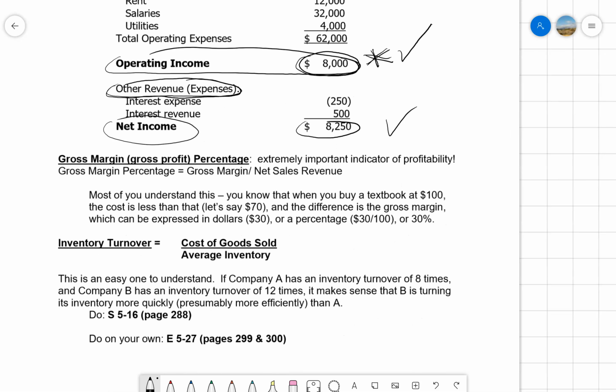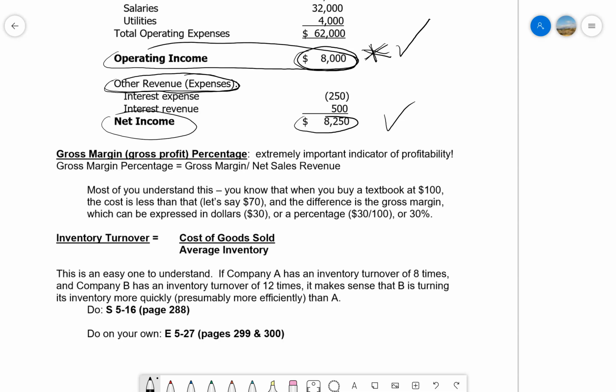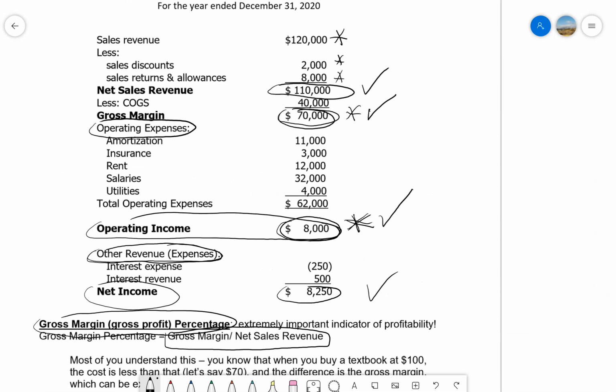Couple remaining topics in this chapter. Now we're going to get into some ratio analysis. The first one is called the gross margin or gross profit percentage. All we do is take our gross margin or gross profit divided by our net sales revenue. And once again, we just got those amounts from our multi-step income statement. We have our gross margin and we have our net sales revenue.